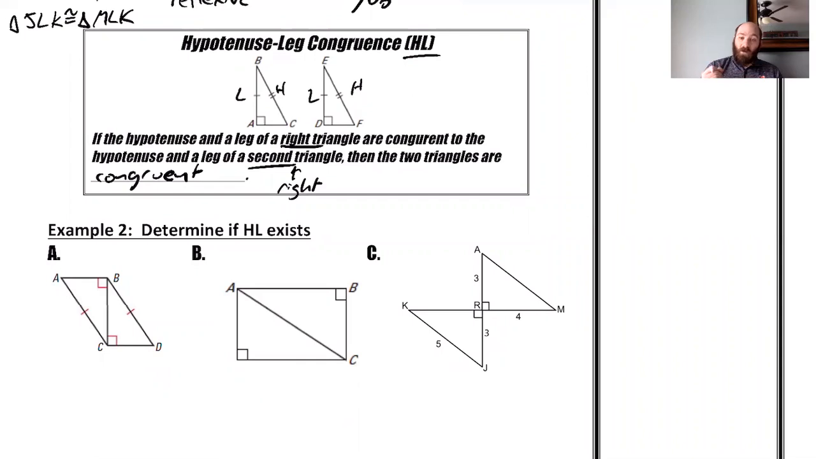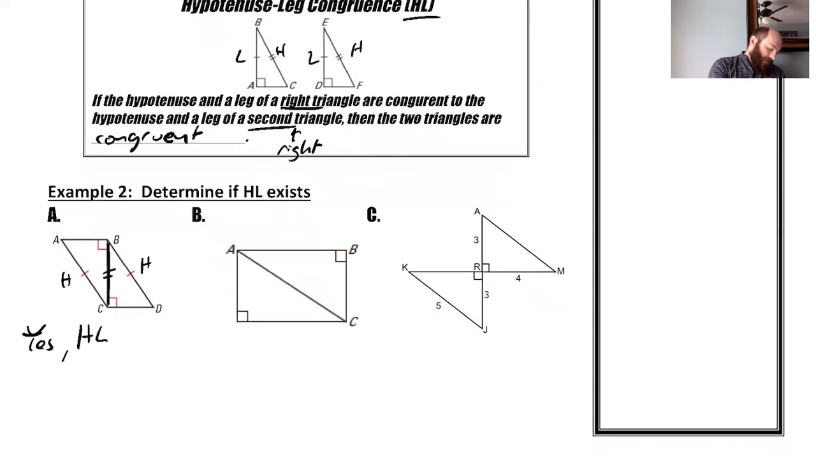Now I'm going to look for, can I show a hypotenuse and leg that match up? So in example A, I can. Here's my pair of hypotenuses. Here's my reflexive one. Okay, since I have that BC is reflexive, it is a part of both triangles. So yes, I have HL here.